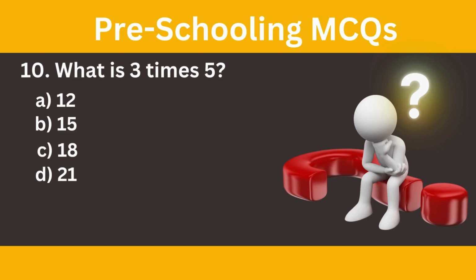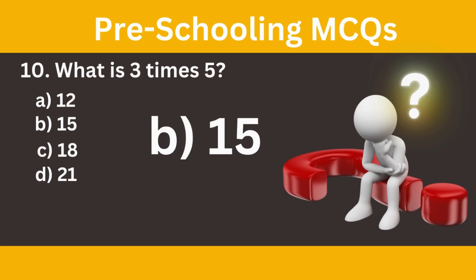10. What is 3 times 5? A. 12b, 15c, 18d, 21. B. 15.